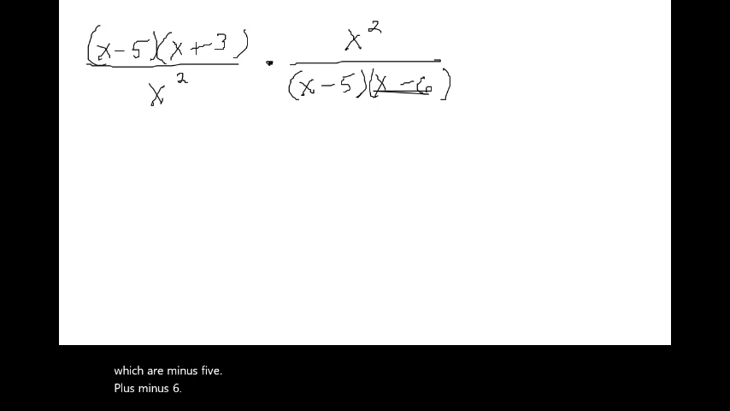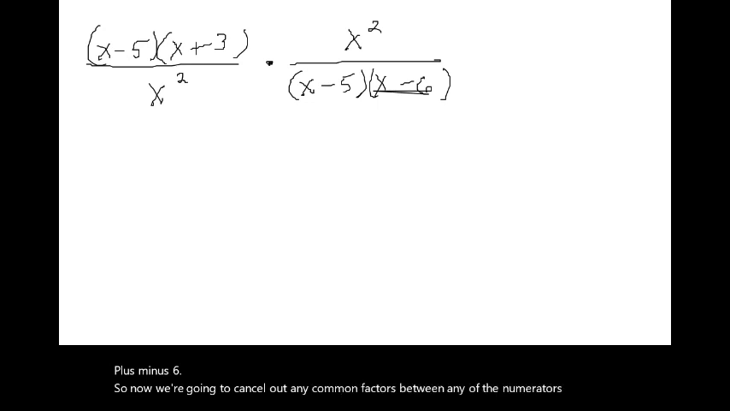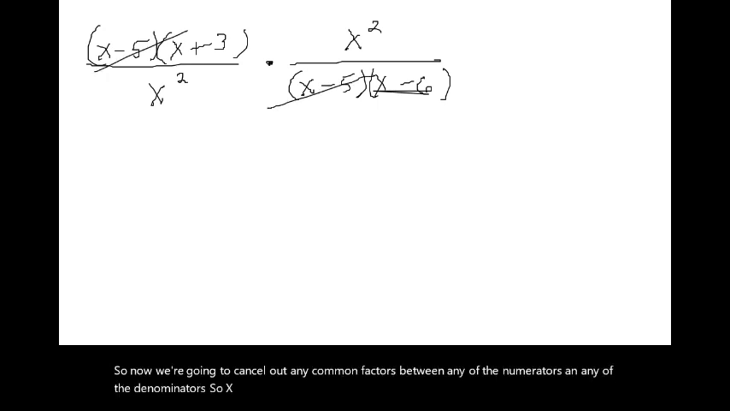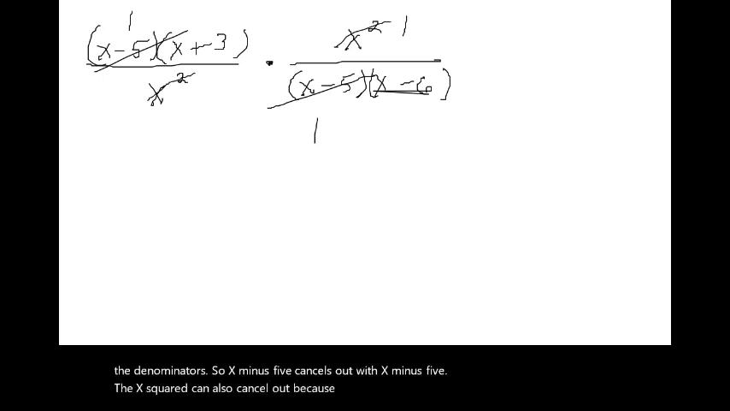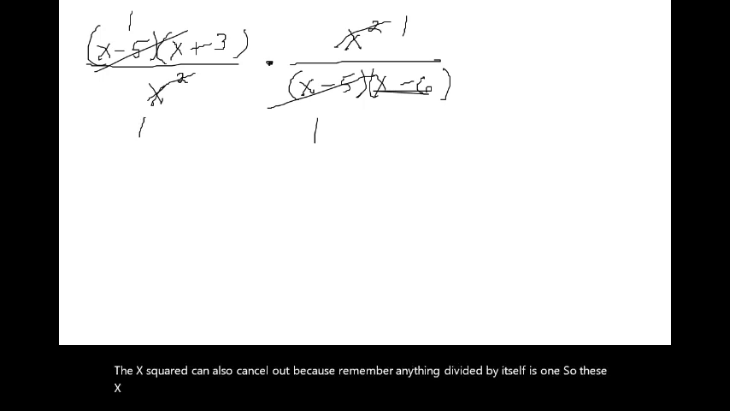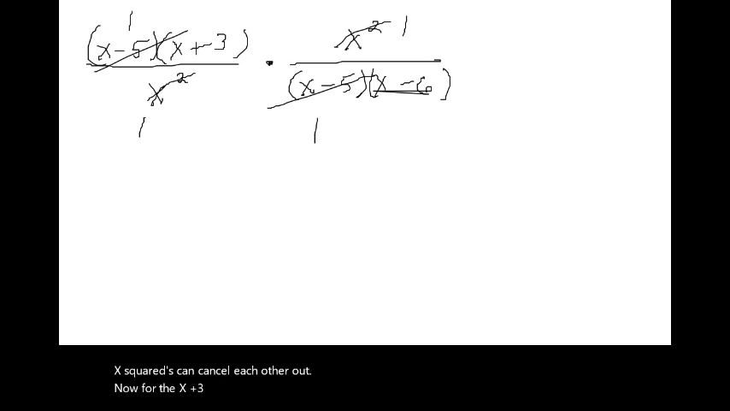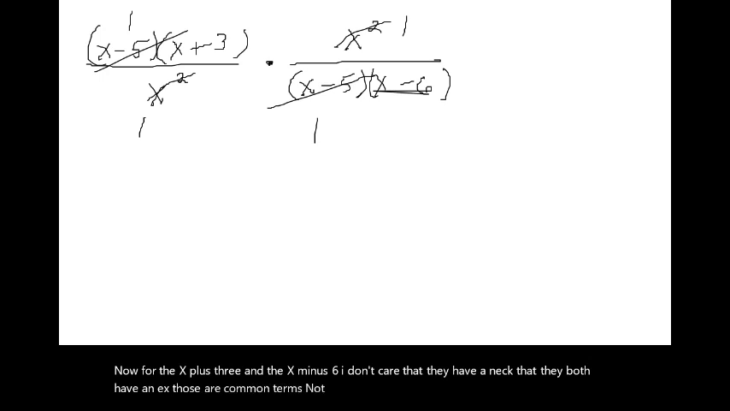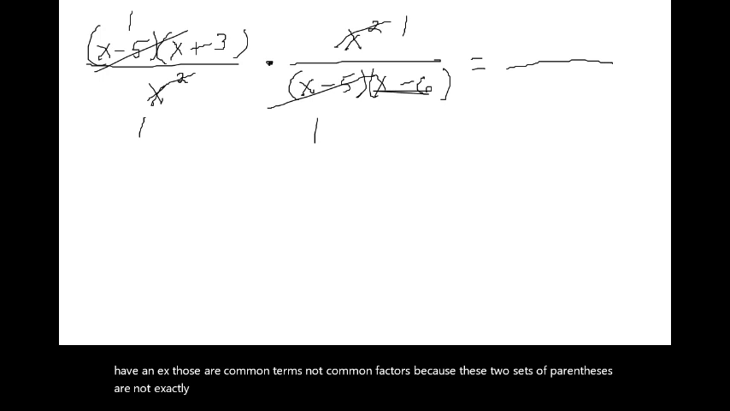So now we're going to cancel out any common factors between any of the numerators and any of the denominators. So x minus 5 cancels out with x minus 5. The x squareds can also cancel out because remember, anything divided by itself is 1, so these x squareds can cancel each other out. Now for the x plus 3 and the x minus 6, I don't care that they both have an x. Those are common terms, not common factors. Because these two sets of parentheses are not exactly the same, you cannot cancel them out.